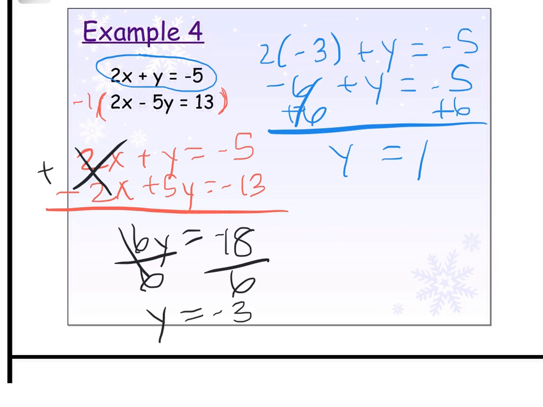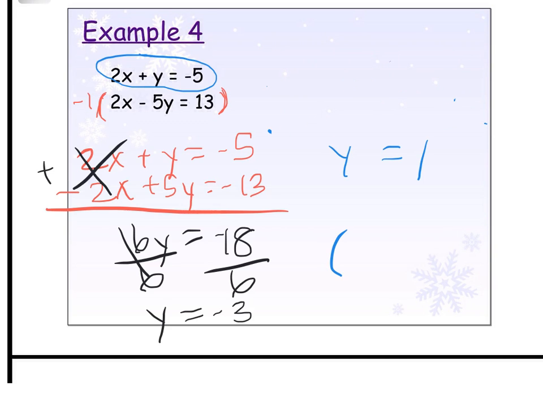All right, I'm going to write that as an ordered pair. So, oops. Some of you guys probably caught that. I plugged that in for the wrong thing. I was wondering why my answer didn't seem right. I plugged it in for x. I should have plugged it in for y.